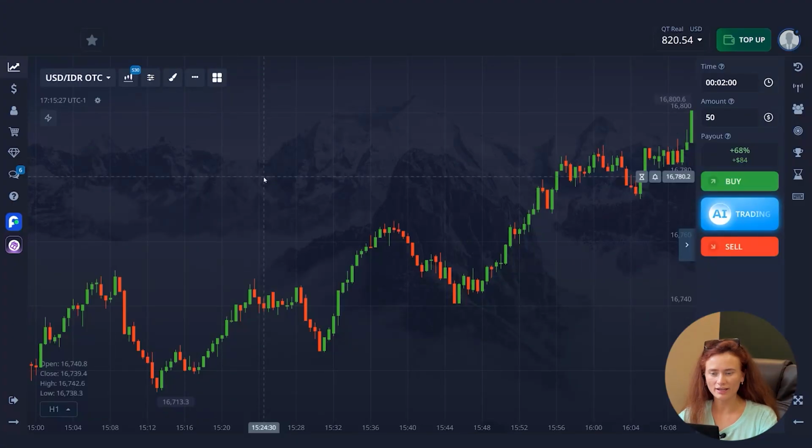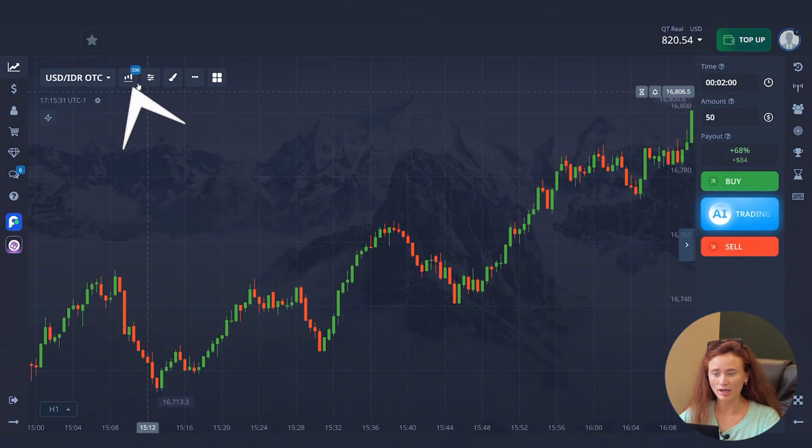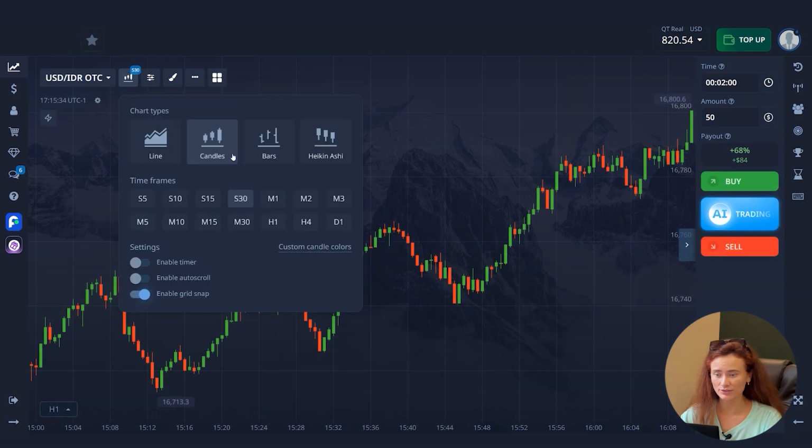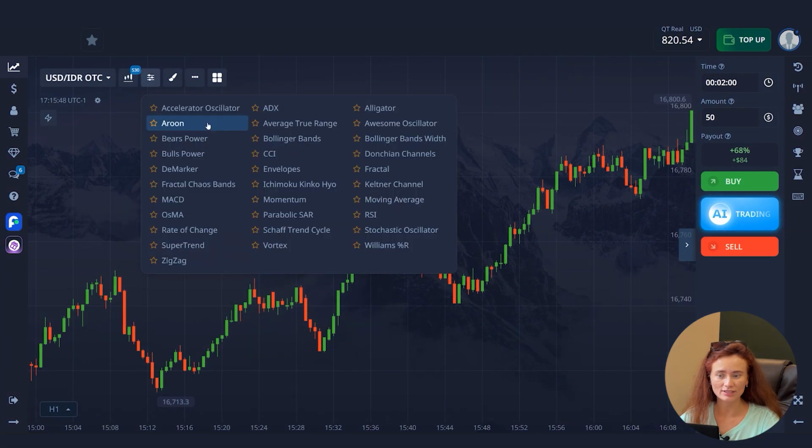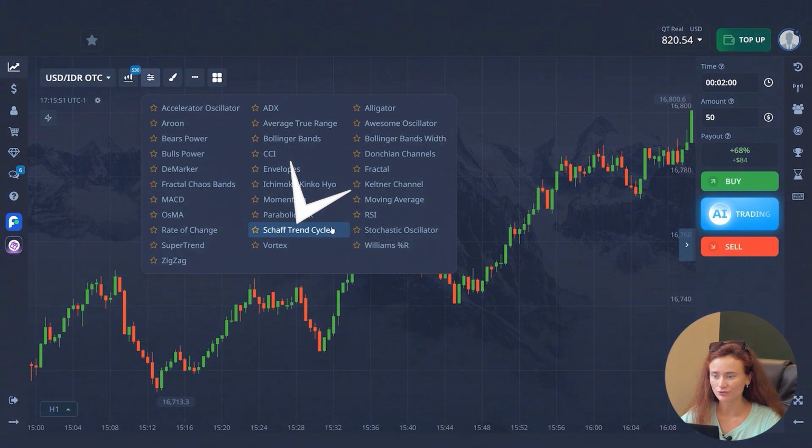Before starting work, it's important to properly configure your account and turn on the indicators. So let's do this. In this strategy, I use a type of candle chart. Time frame will be 30 seconds. This bundle will help you find situations quickly. And now let's go to the indicator section and select sharp trend cycle.